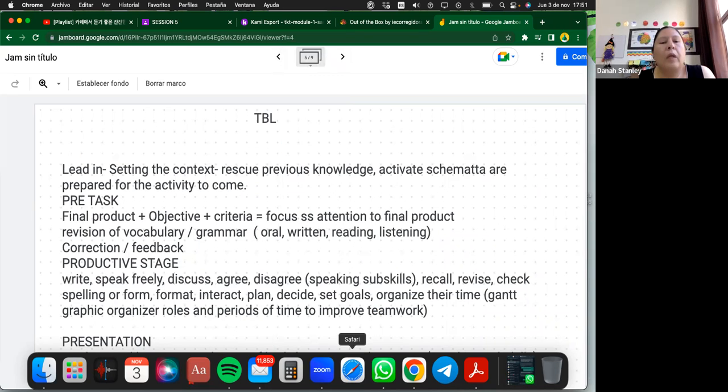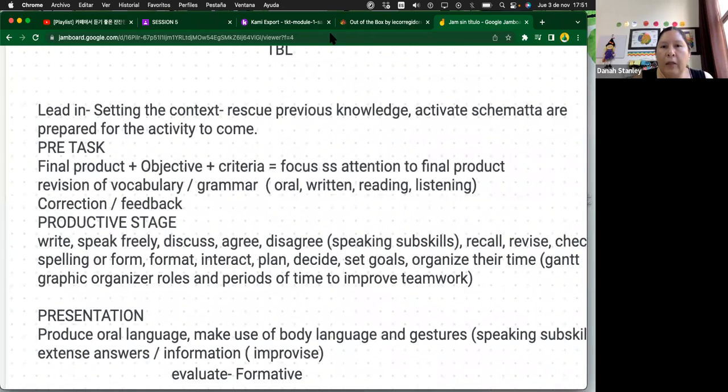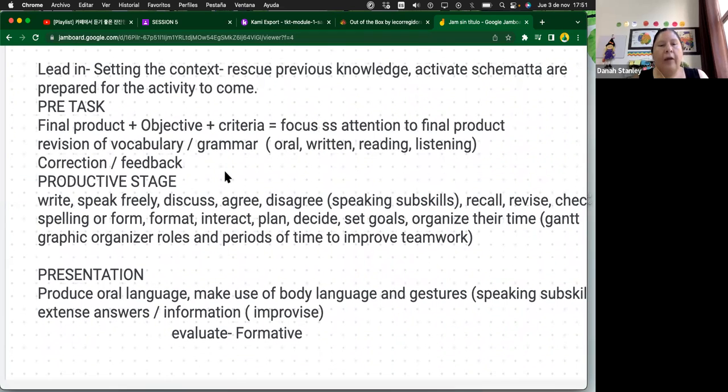PBL. So we have a leading activity. Again, we are going to set the context: what the topic of the class will be, what the theme of the conversation will be this day. In that case, I also activate schemata, rescue previous knowledge, and prepare my students for the following activity. Then I have the pre-task.